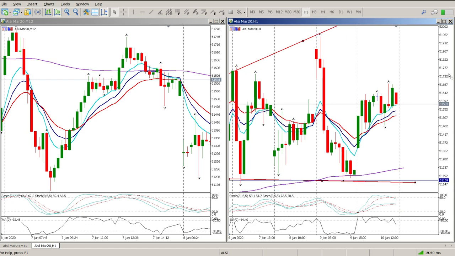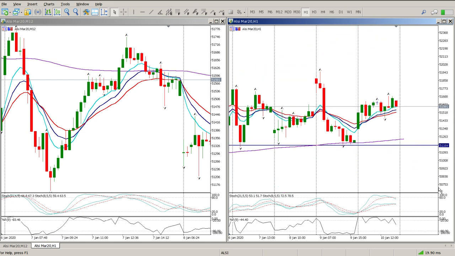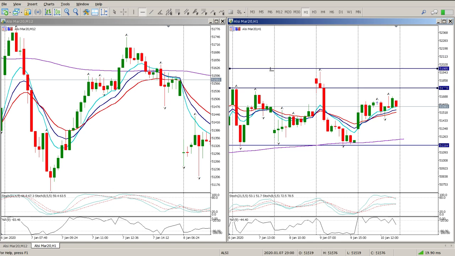Okay, so let's just delete the noise. I'm really interested in that area there, and then the second area that I'm interested in is around here. And then the last one is a break above last week Thursday's high.